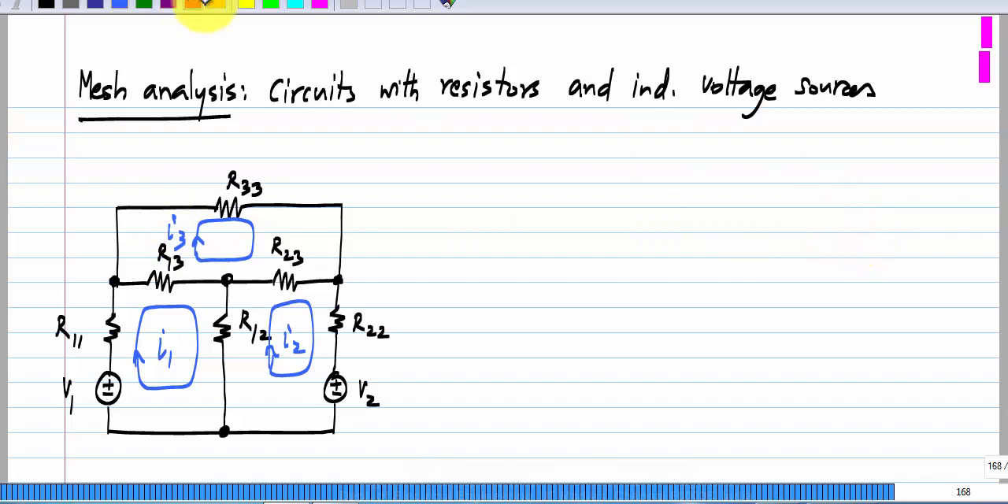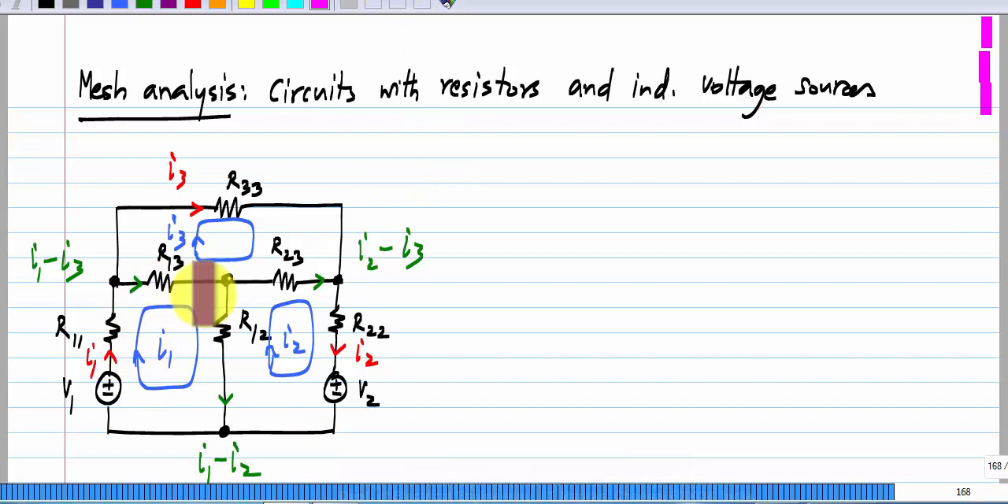As we saw, the current in this branch is I1, this is I2, and this is I3, whereas the current here is I1 minus I3, current over there is I2 minus I3, and current over there is I1 minus I2. So what I'll do is write Kirchhoff's voltage law equations around each mesh. Let me take mesh number 1.